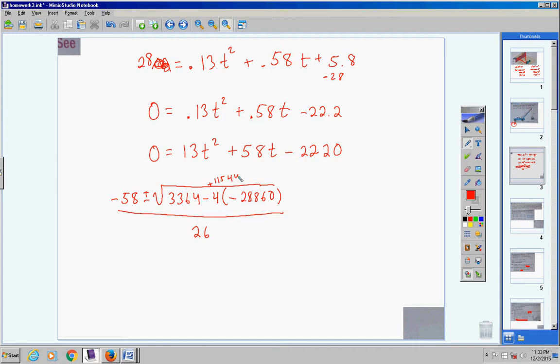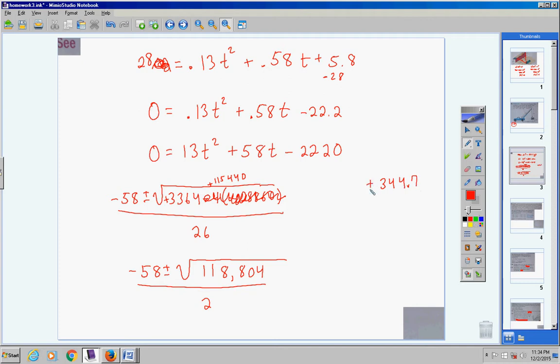We will get a positive 115,440. So now I have a positive 3,364 and a positive 115,440. If we add those two numbers together, we will get 118,804 all over 26. Because we're dealing with word problems, we need to get a number out. Let me take the square root of 118,804, and we're going to get 344.67, so 344.7.